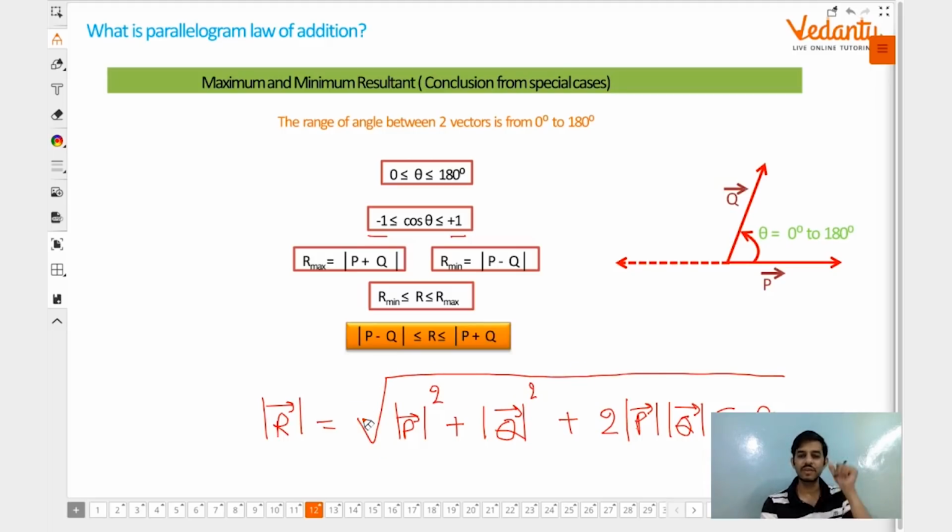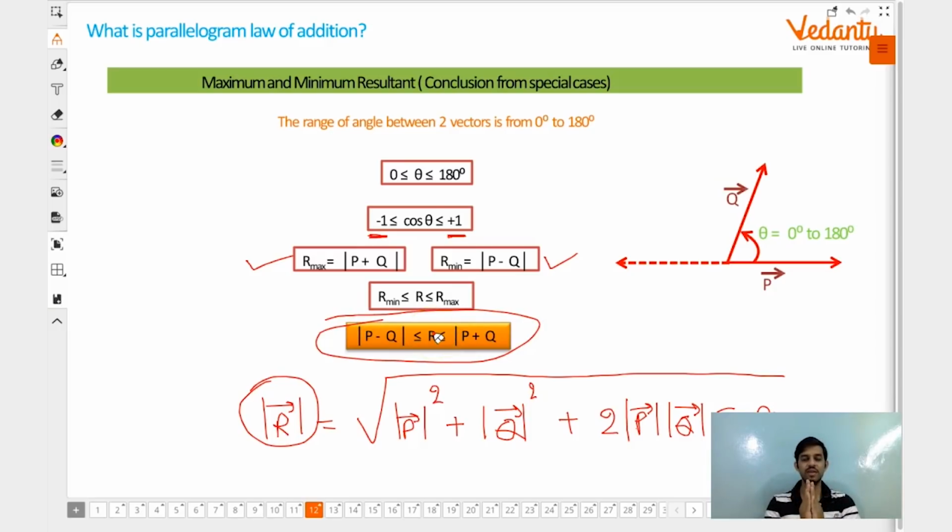Okay, clear everyone? अब cos theta की value can lie between -1 to +1. Therefore, this resultant we just derived can lie from maximum value of P plus Q to a minimum value of P minus Q. Okay, so on the basis of this, we get this statement that the resultant of two vectors, let's say P and Q, will always lie between P plus Q to P minus Q. Clear, everyone? Following it, guys? That's wonderful.